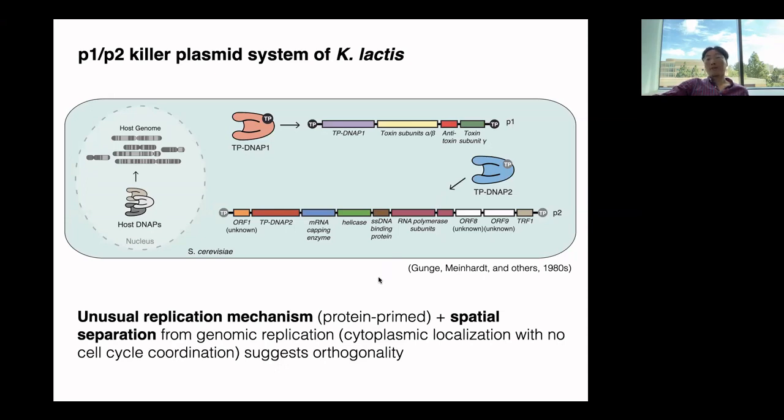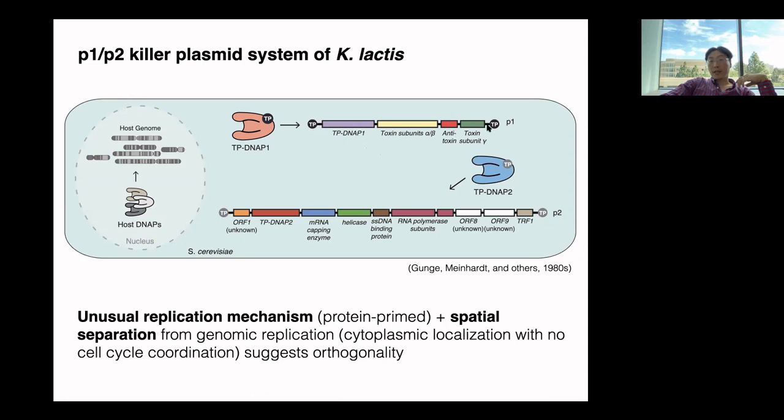And there are a couple of reasons why we thought this would already be an orthogonal replication system. One is that it's in the cytoplasm, so it's spatially separated from where genomic replication occurs in the nucleus. But the other is that it uses a very unusual replication mechanism involving terminal proteins.